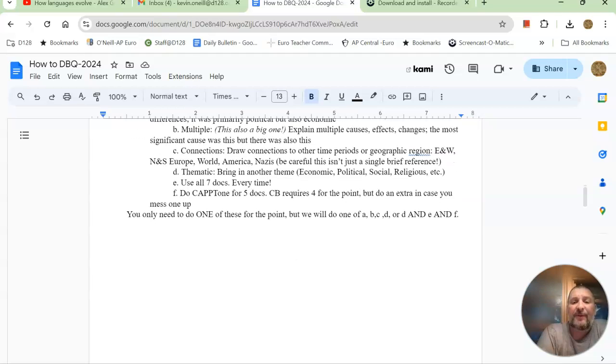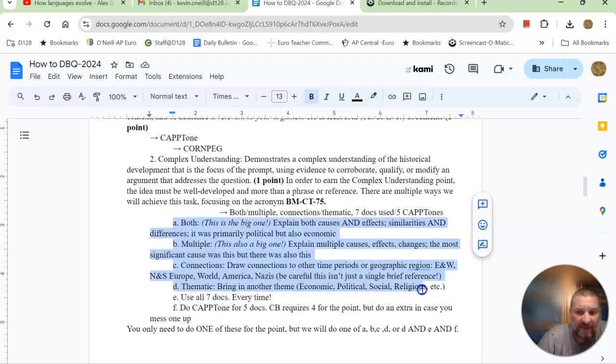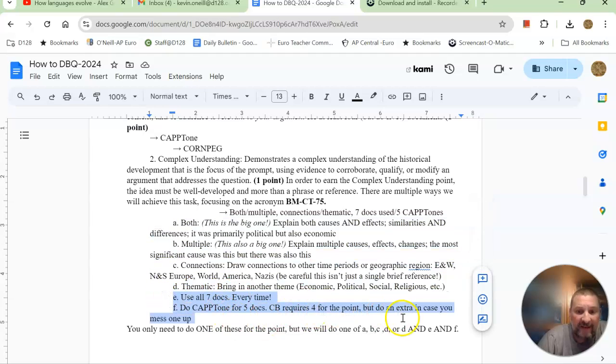And then do the capstone for 5 docs. College Board requires 4 for the point. But that way we're going to do one in case you mess up. You actually only need to do one of these for the point. But we're going to do every single time either A, B, C, or D. So one of those we are going to do. And then we're going to do E and F. So we're going to do one of A, B, C, or D every single time. And then additionally, we are going to do E and F.